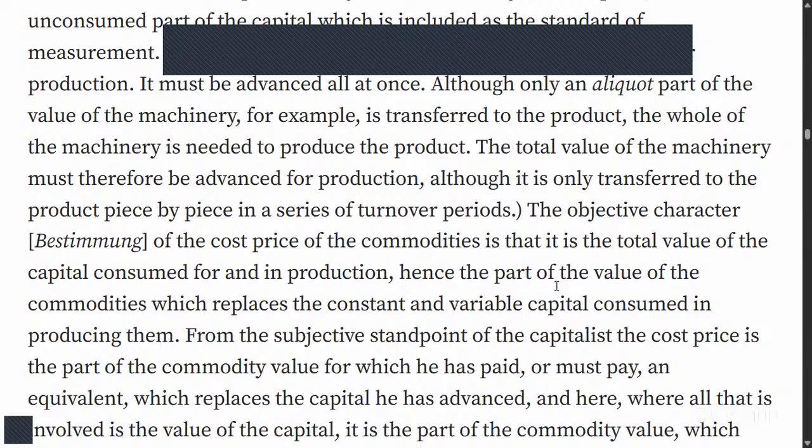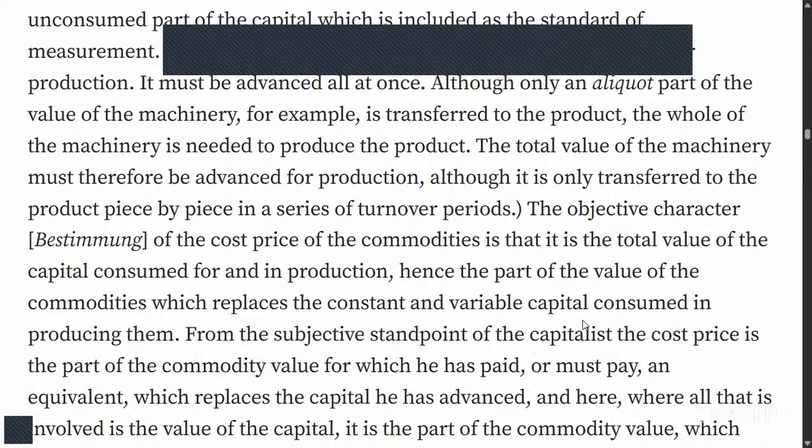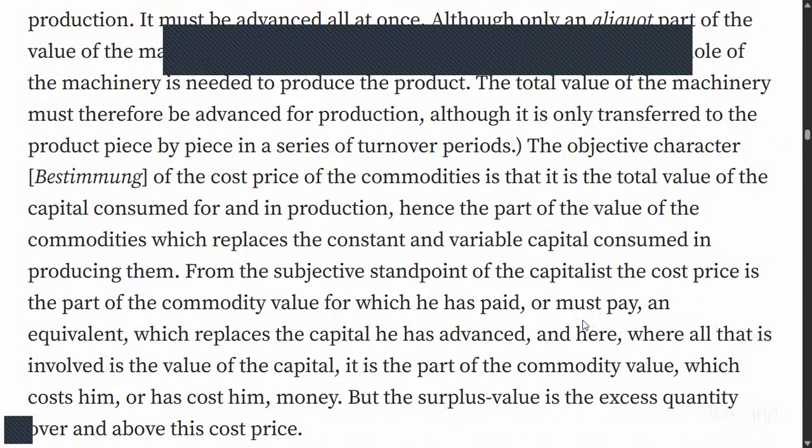From the subjective standpoint of the capitalist, the cost price is the part of the commodity value for which he has paid or must pay an equivalent which replaces the capital he has advanced. And here, the objective character, the Bestimmung of the cost price of the commodities, is that it is the total value of the capital consumed for and in production.